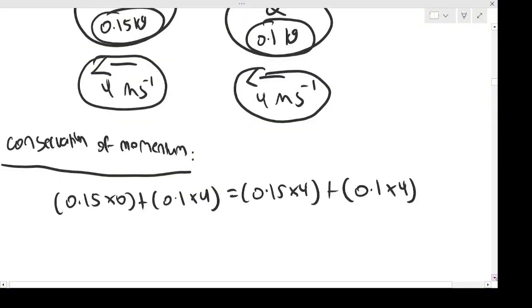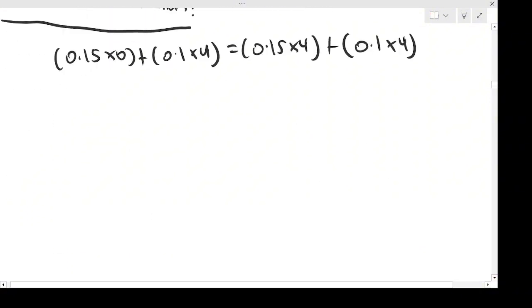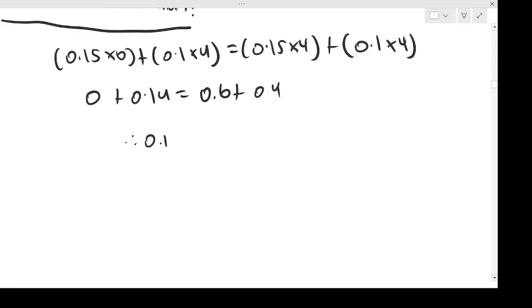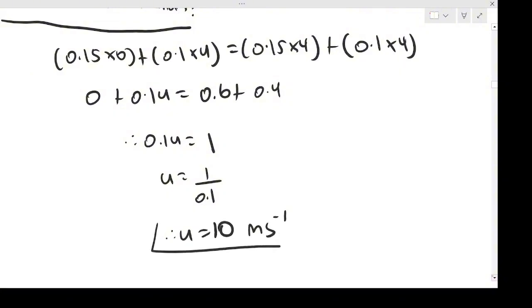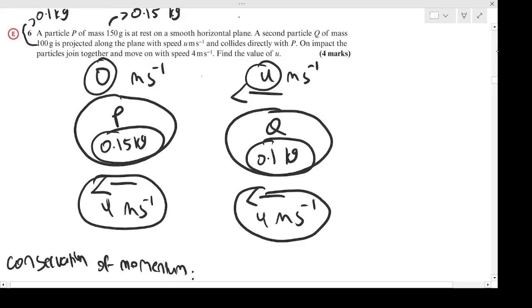And so now I've got this equation. Firstly, 0.15 times 0 is 0. 0.1 lots of u is going to equal 0.15 times 4, which is 0.6, and then 0.1 times 4 is 0.4. So therefore, 0.1u is 1. Then divide by 0.1, so u has to be 10. And there we are. That is the value of u.